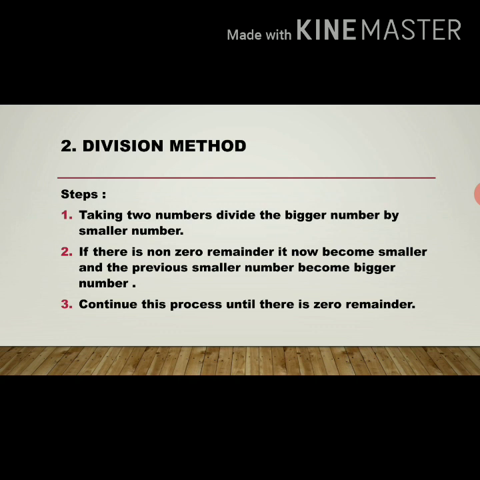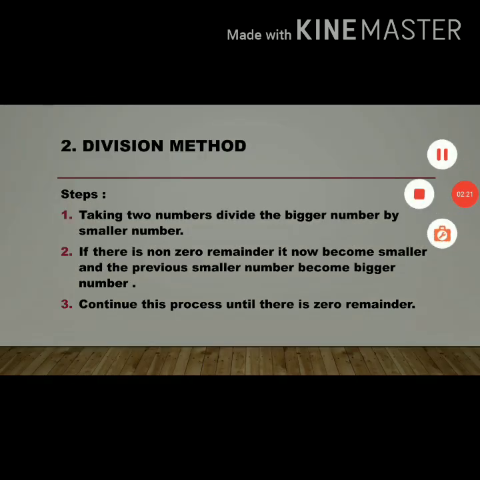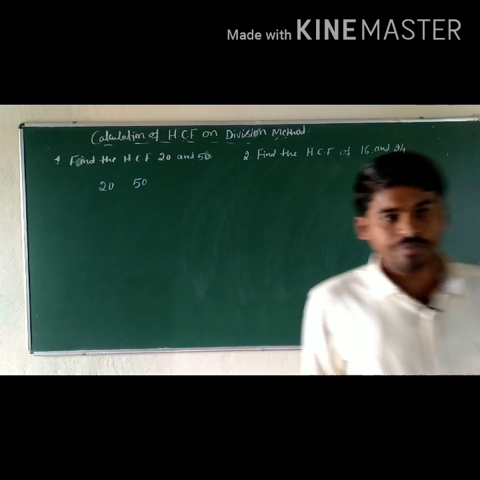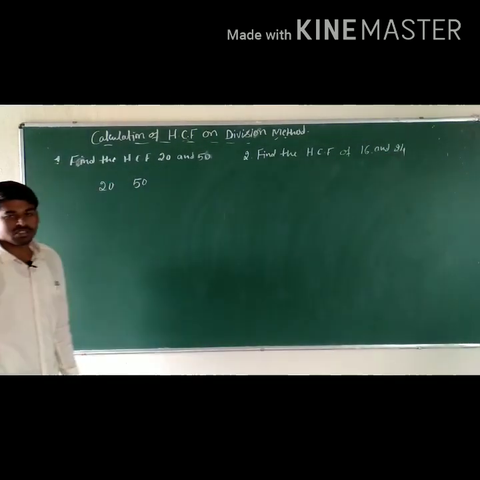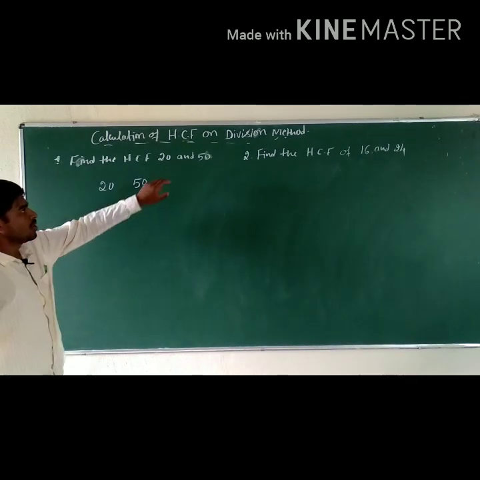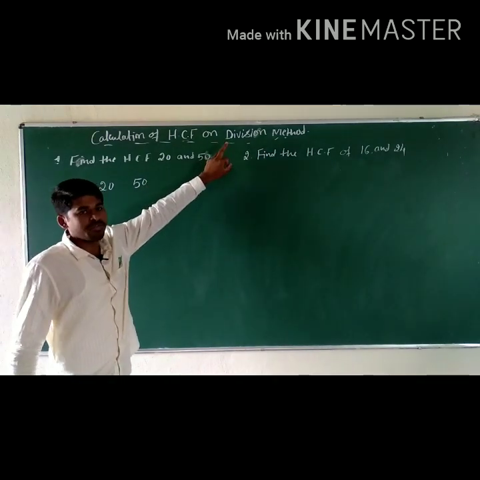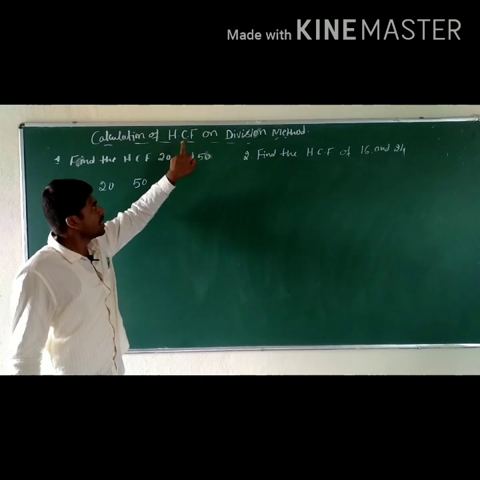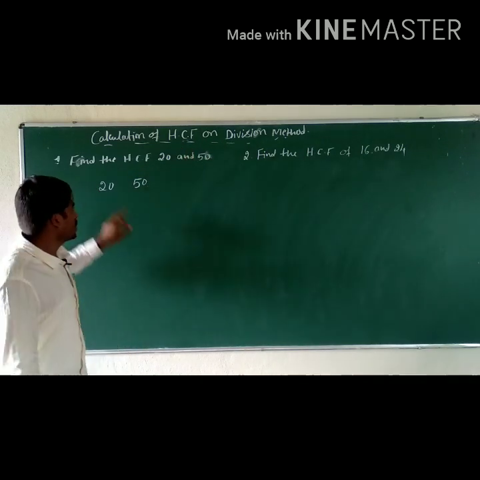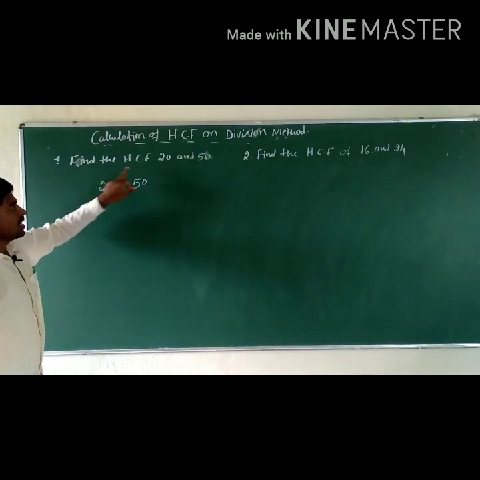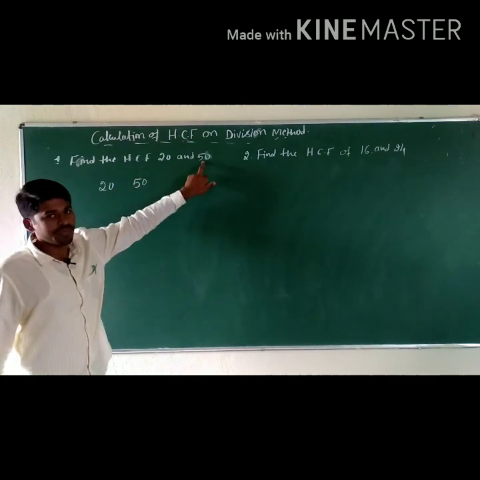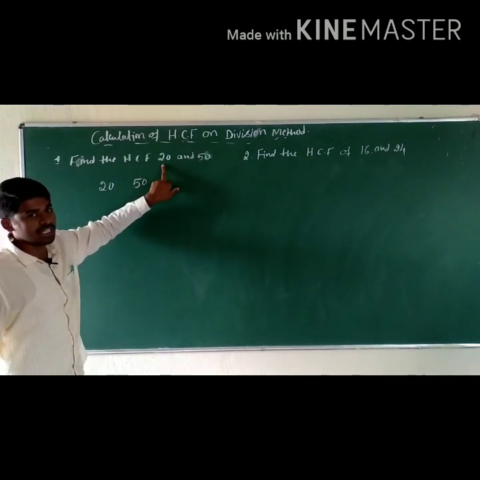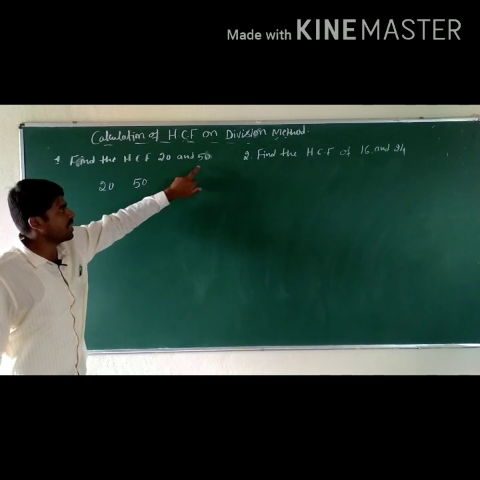Let's see some problems in the division method. In this class, I am going to show you how to solve problems using the division method, and how to calculate the HCF with its help. The first problem is to find the HCF of 20 and 50. We are going to calculate the HCF of 20 and 50 by the division method.